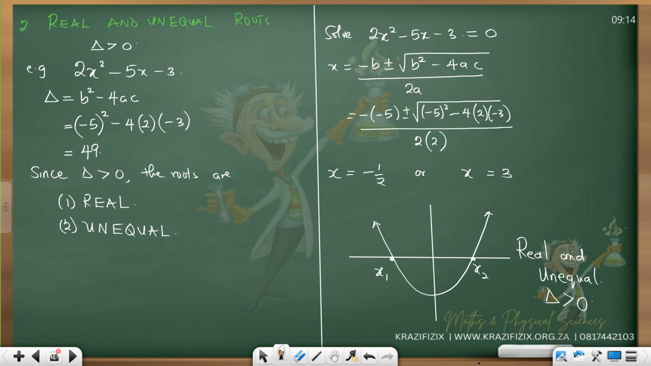For roots to be real, our discriminant, b squared minus 4ac. Other things would come from there.